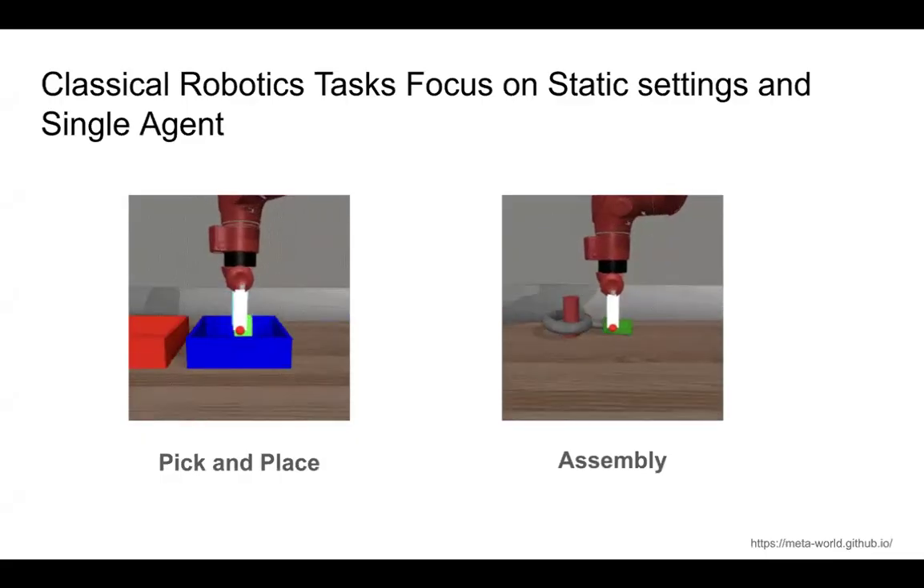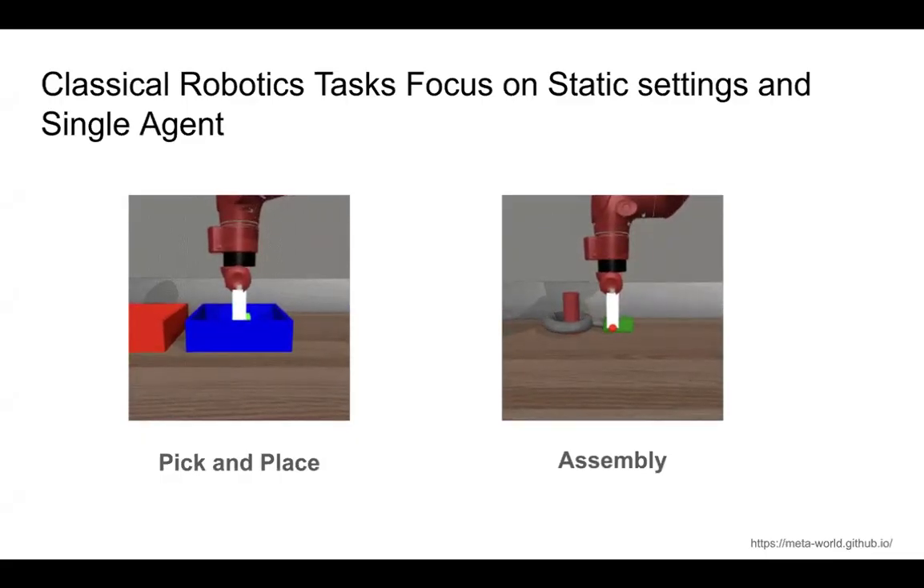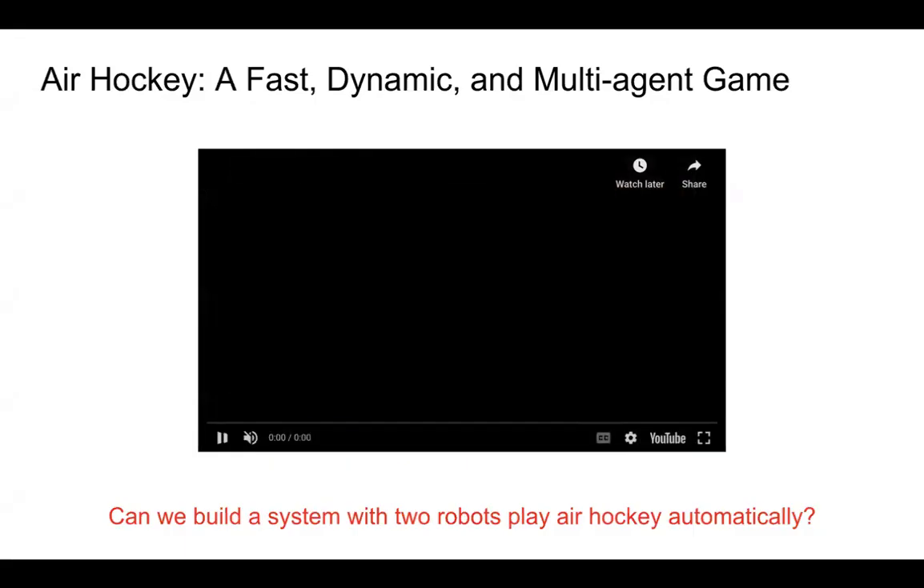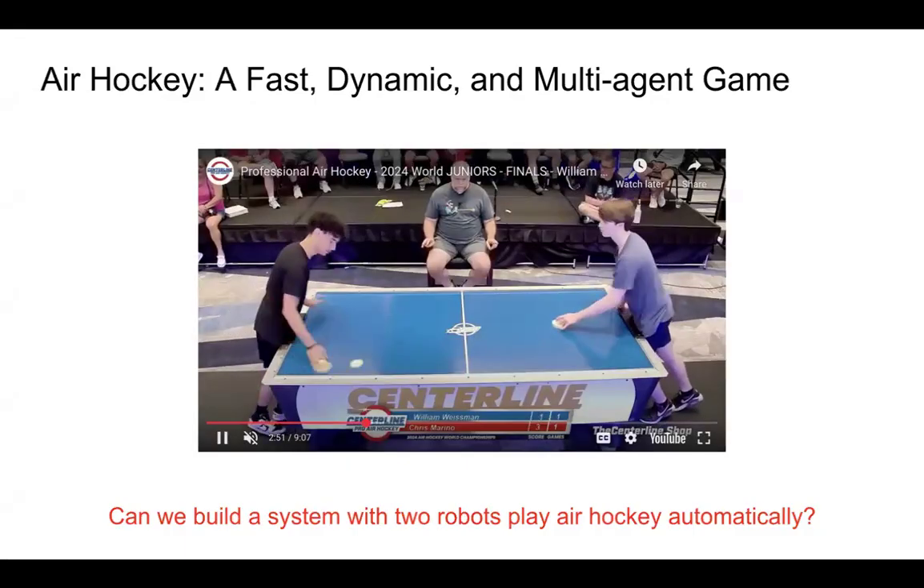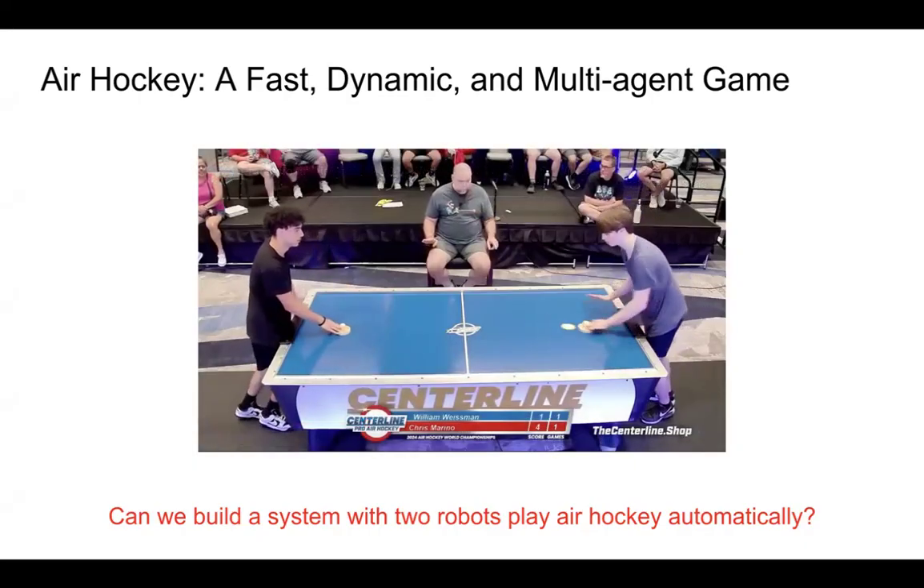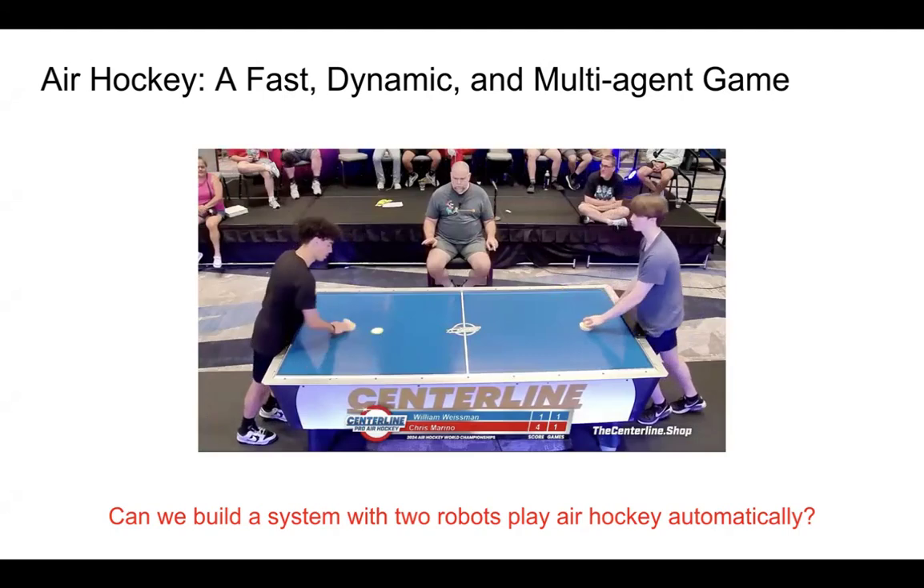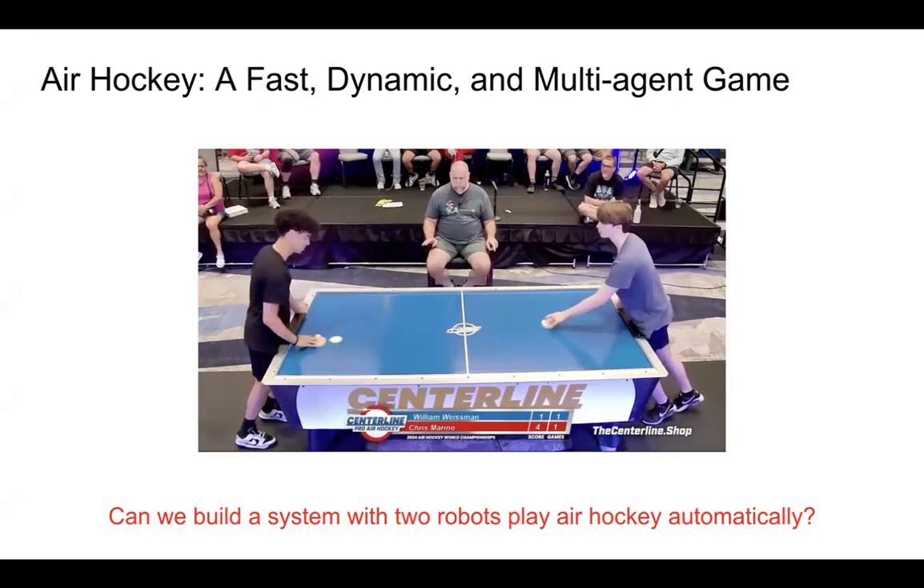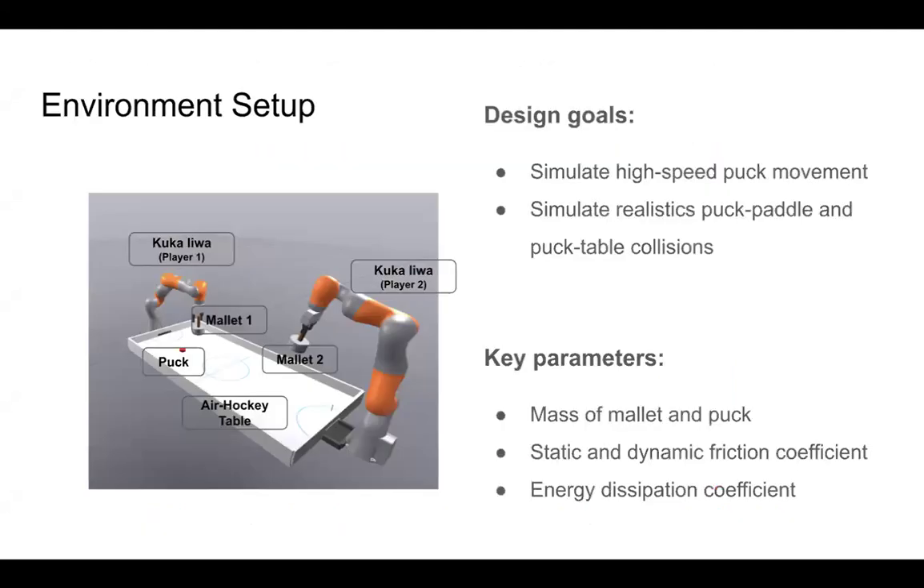First, classical robotics tasks like pick and place or assembling mainly focus on static settings and single agents. However, some sports like air hockey involve a fast, dynamic, and multi-agent game. So our question is, can we build a system with two robots that plays air hockey automatically?